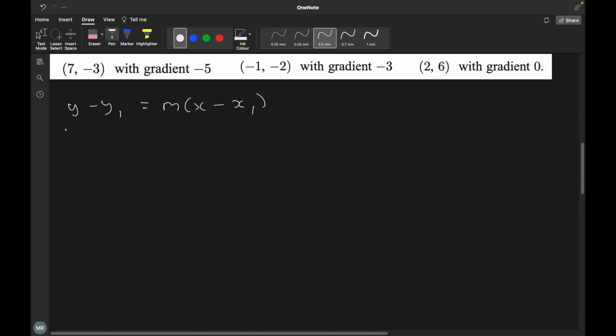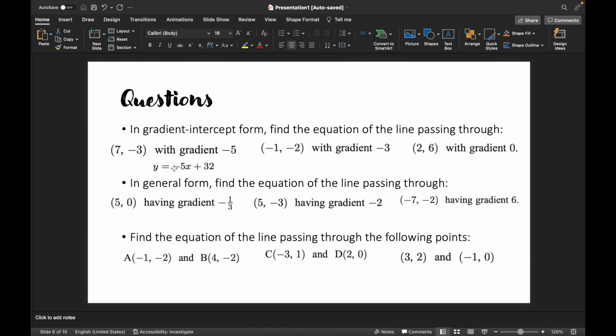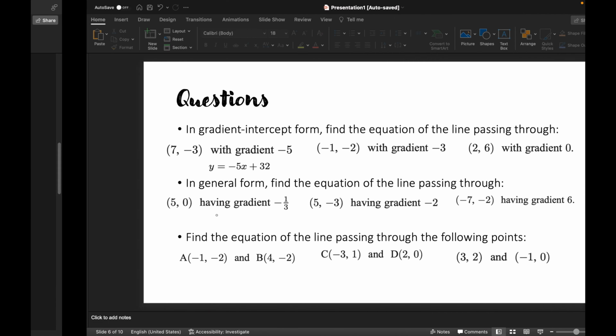Now let's plug in the values. So this will be y minus of minus 3, and then m would be negative 5, and x would be 7. So now let's simplify it. So this is our answer. Let's verify if that's actually the answer. Yes, that's what we also got.